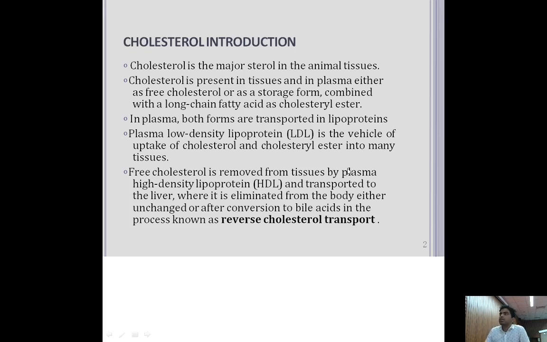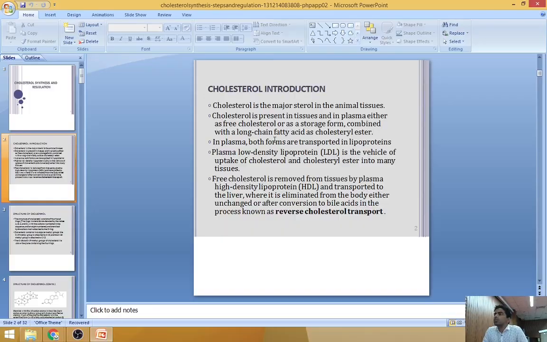As I already told in the lipid chemistry class, in classification, cholesterol is the most important sterol in our body. Cholesterol is found in different tissues, and in the plasma, in circulation also. This cholesterol can be present in two forms mainly. It can either be present as free cholesterol, or as cholesterol ester. And the carrier molecules which transport cholesterol in the plasma are known as lipoproteins. In the next class, we will discuss lipoproteins.